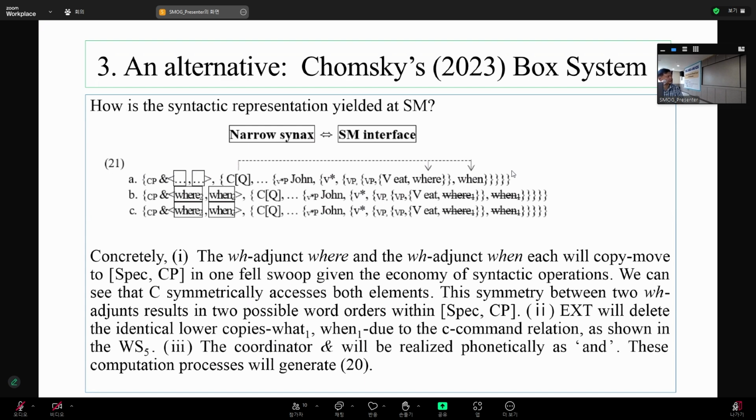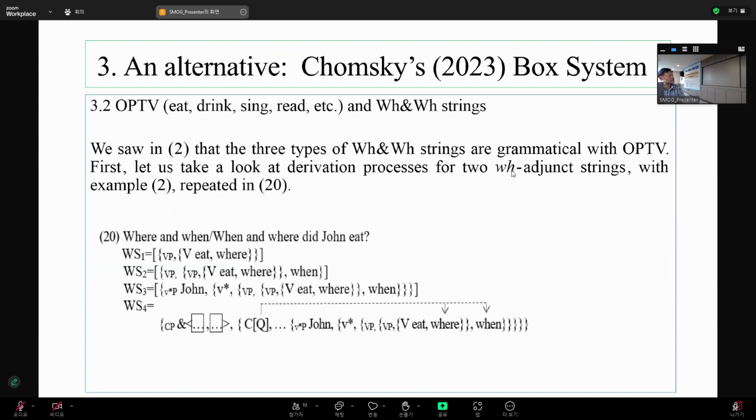Next, optional transitive verbs: eat, drink, sing, read, etc. And the agent and the argument strings. We saw in number 2 that 3 types of the agent and the argument strings are grammatical with optional transitive verbs. First, let us take a look at the derivation process for 2 agent strings.